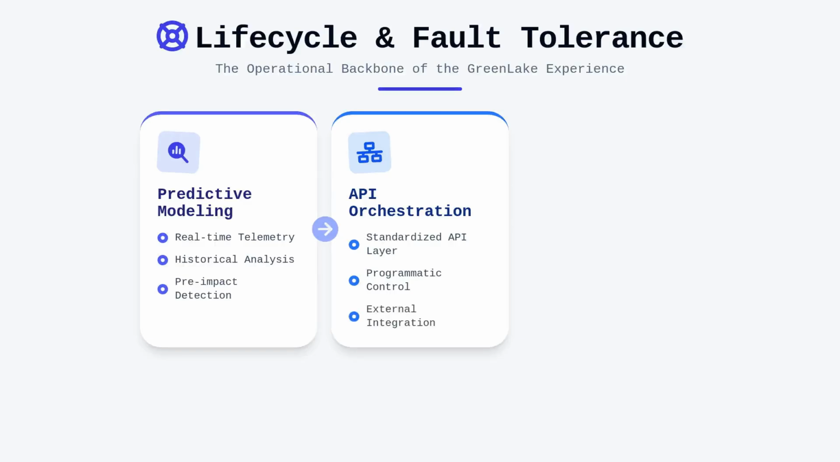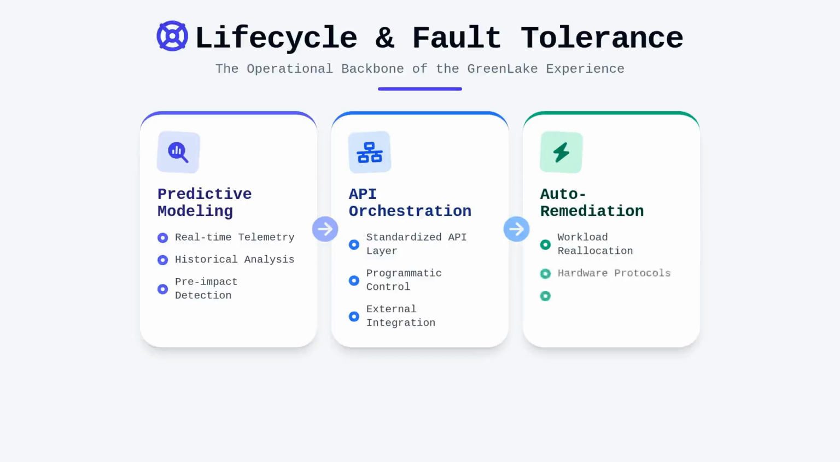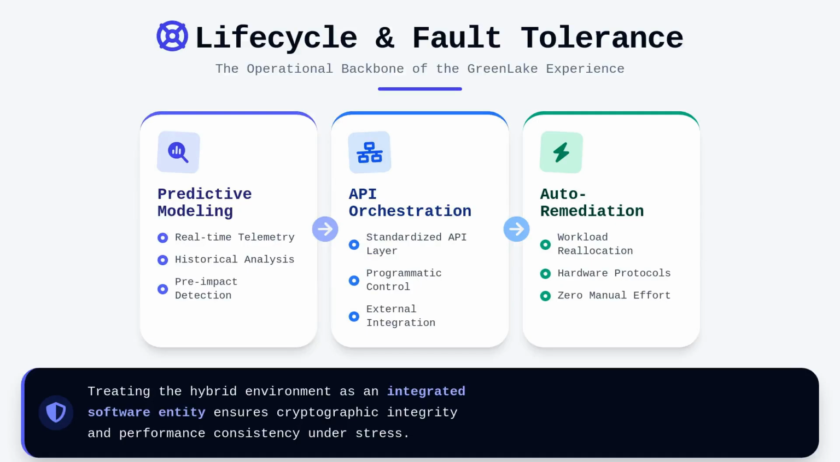When a fault occurs, the remediation process leverages these same APIs to reallocate workloads or trigger hardware replacement protocols without manual intervention. By treating the entire hybrid environment as an integrated software entity, operators can maintain cryptographic integrity and performance consistency even under the rigorous stress conditions typical of modern enterprise data centers. Proper alignment with these best practices ensures that the architectural design stays resilient as the business requirement for hybrid cloud capacity grows over time.